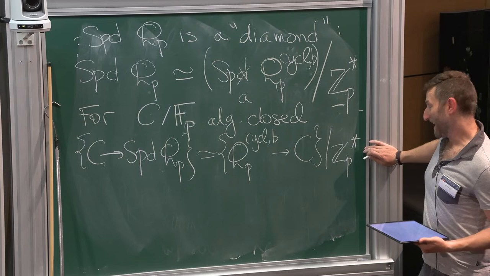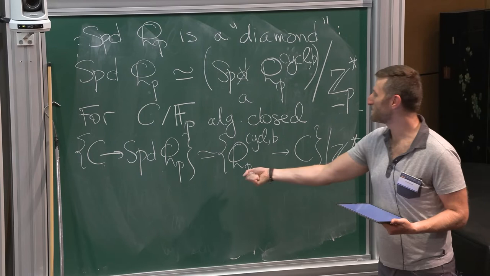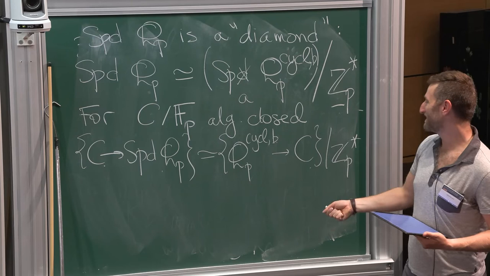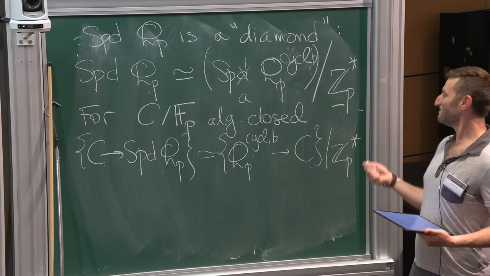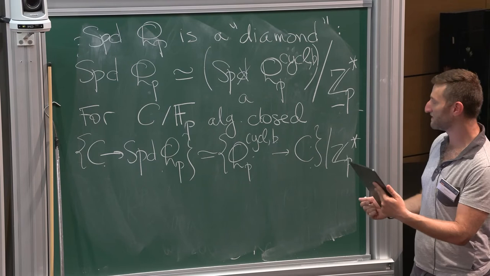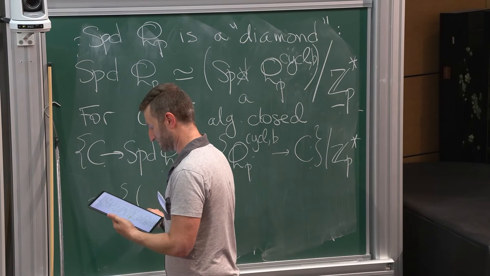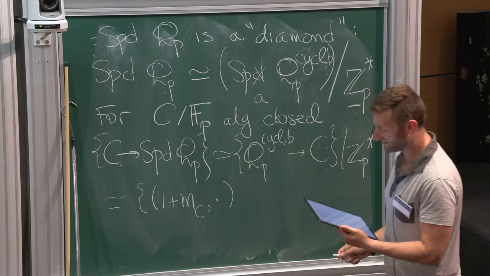After all, if I want an untilt of C, once I have a map from the QP cyclotomic tilt to C, then by this principle I said over there, untilting this base automatically untilts this. All right, so how do I write down such a map? Well, I have to say where a system of roots of unity goes. So in fact, I can just display this as, once again, this Banach-Colmez space is going to appear.